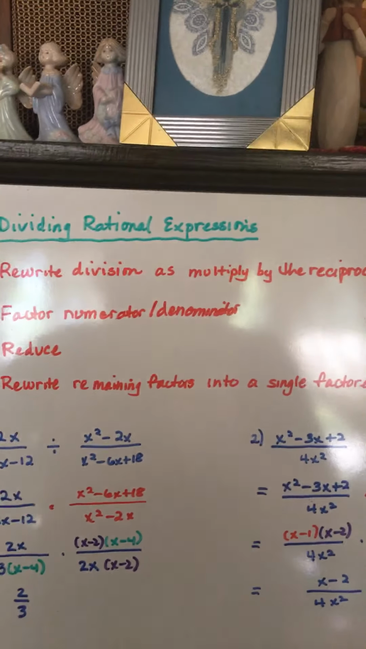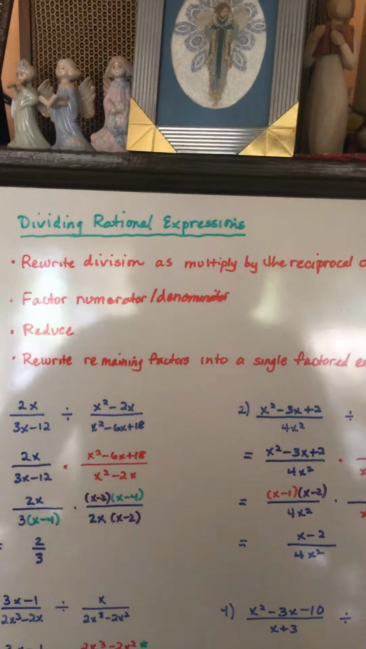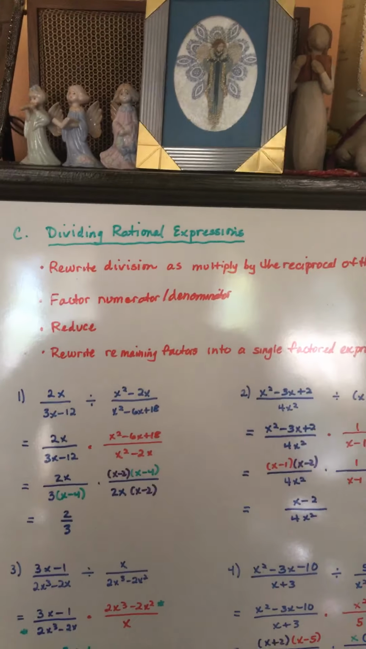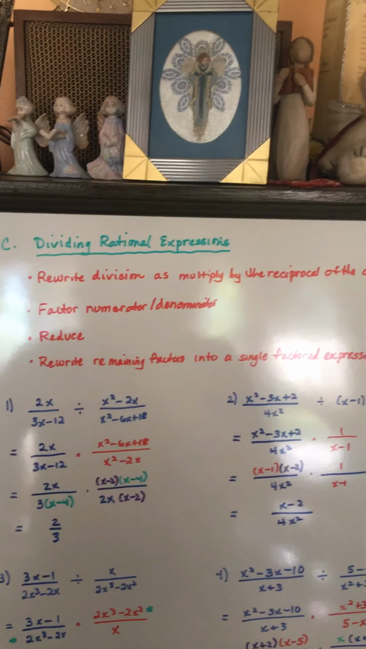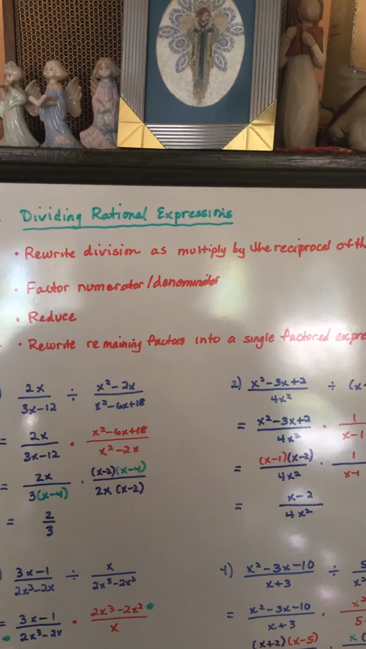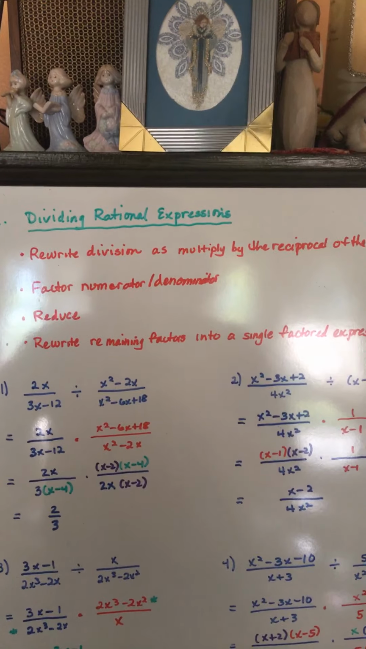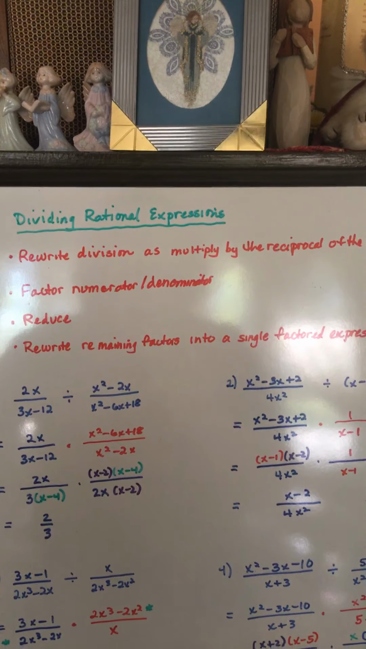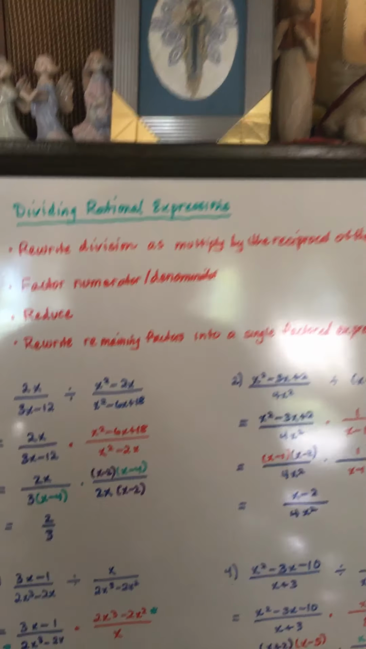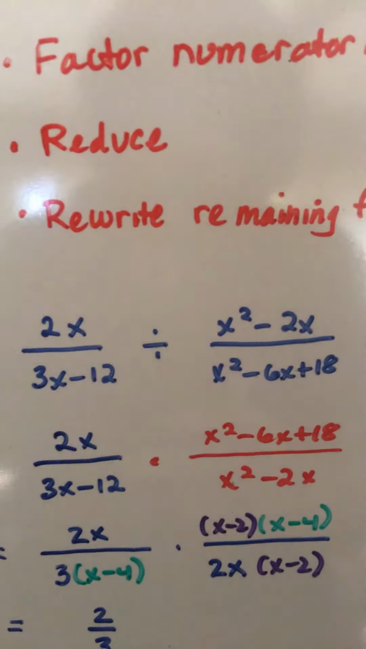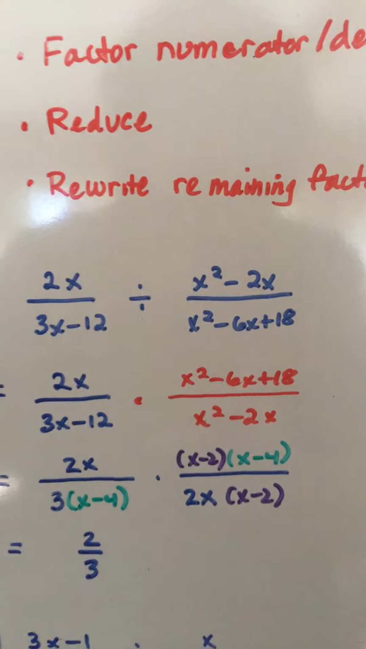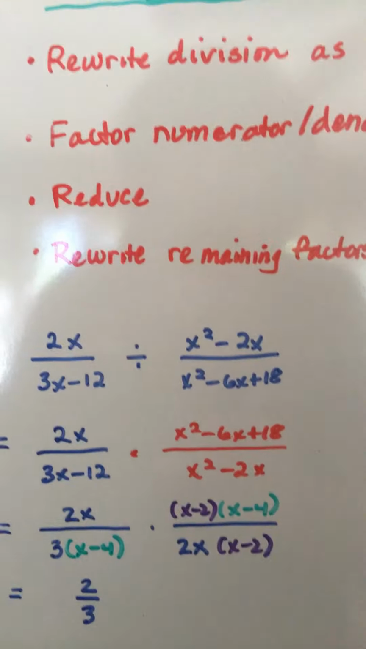Now we want to divide rational expressions. So we're going to rewrite the divisions as multiplied by the reciprocal of the divisor. We'll factor the numerator and denominator, we'll reduce, and we'll write the remaining factors as a single expression. So here's the original problem. Notice my step 1 was simply to rewrite it.